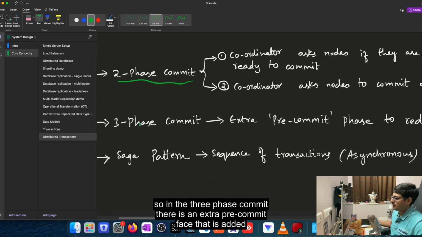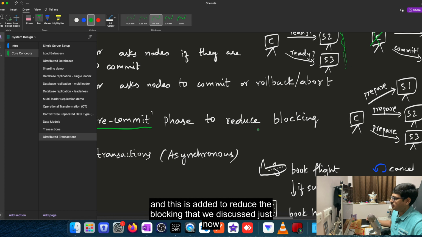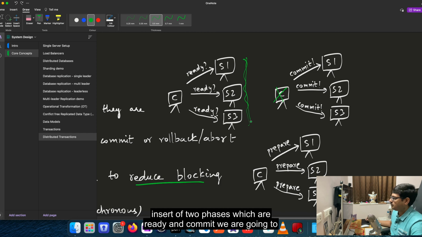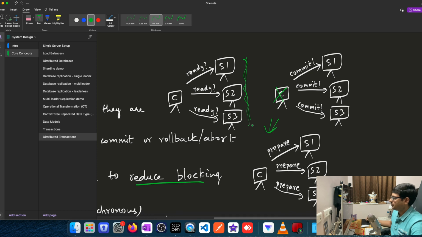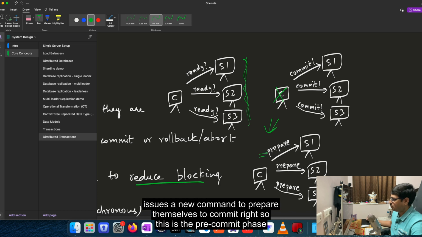So in the three-phase commit, there is an extra pre-commit phase that is added. And this is added to reduce the blocking that we discussed just now. So instead of two phases, which are ready and commit, we are going to add a new phase called prepare in between these two. So once the services have confirmed that they are ready, and before they are committing themselves, the coordinator issues a new command to prepare themselves to commit, right? So this is the pre-commit phase.